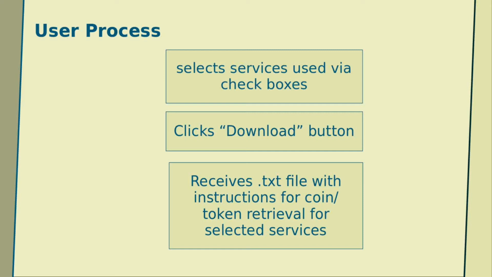Okay, if we go back to the user process and essentially what we had planned at the start, the service, so the select services used by checkboxes, I'd say that's pretty much done. It doesn't look good at the moment, but it's a work in progress. What we need to do now is work on the download button and receiving a .txt file when that happens.